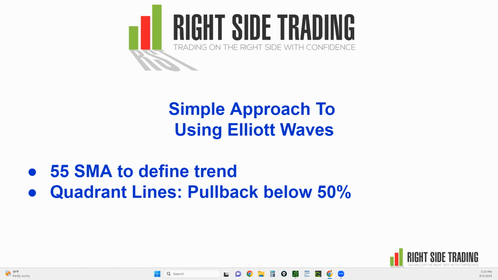And so the quadrant line, I don't really necessarily call it Fibonacci. It's almost like Fibonacci, but it's not Fibonacci. In essence, and I'll show you what this looks like, what it does is it divides a range into 4 different quarters.